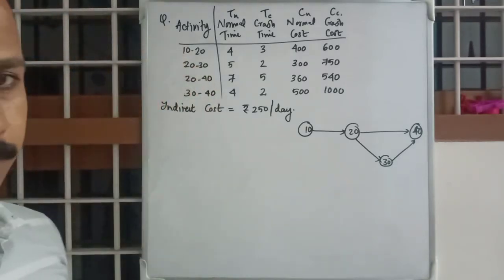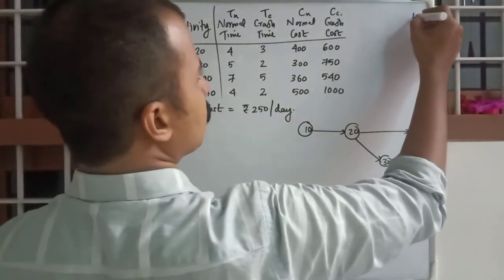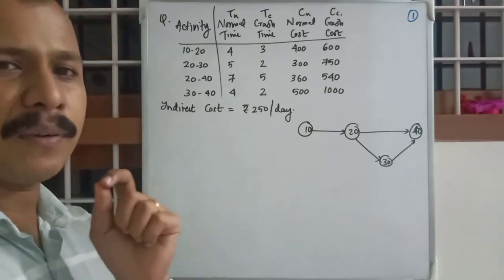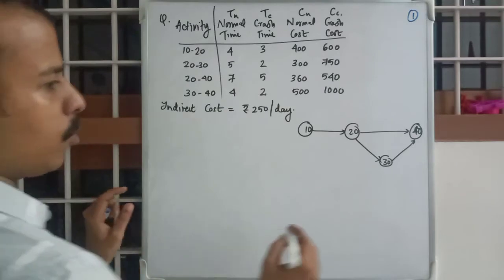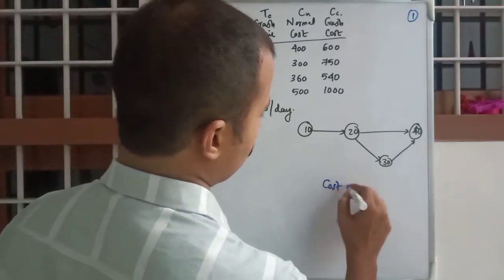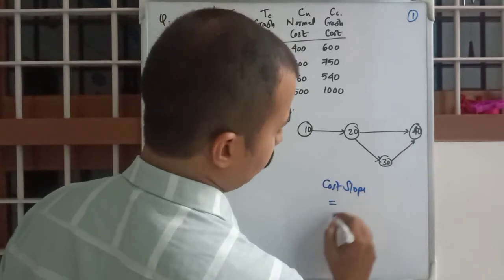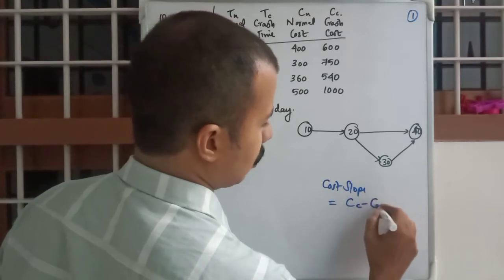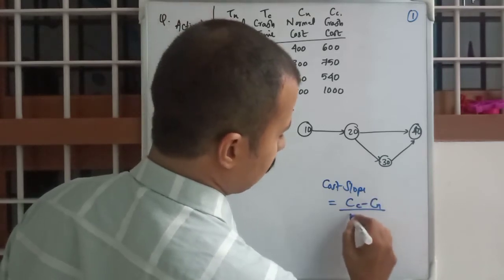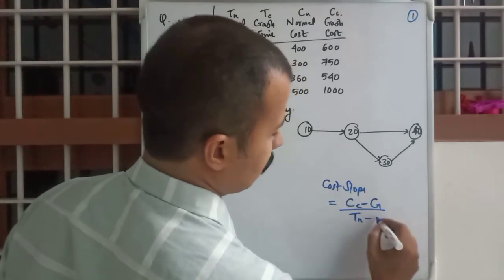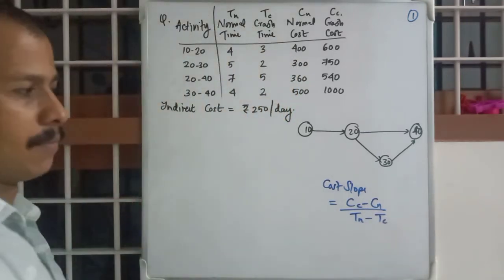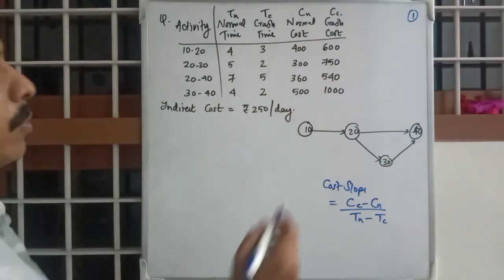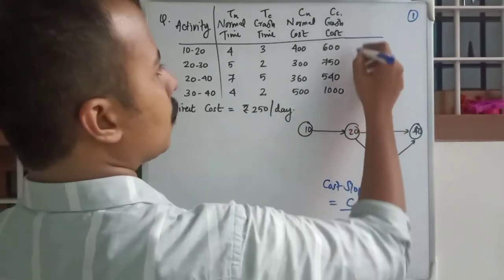So step one is to calculate the cost slope of all activities. Cost slope, you know the equation: cost slope is equal to crash cost minus normal cost divided by normal duration minus crash duration. Okay, so for each activity you need to have a cost slope, so we will write it as a separate column in here.